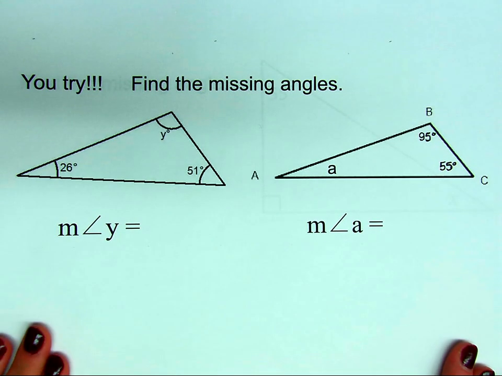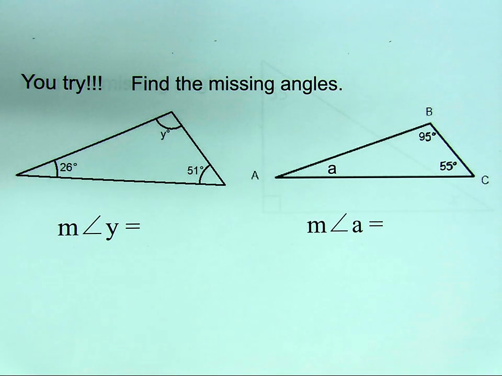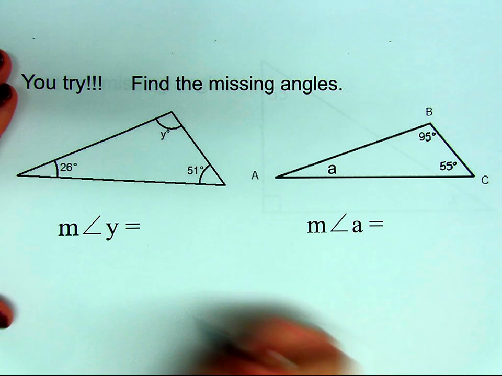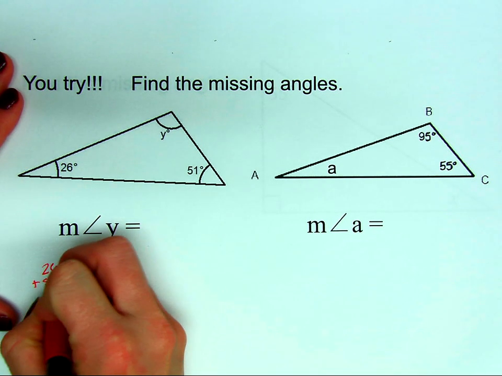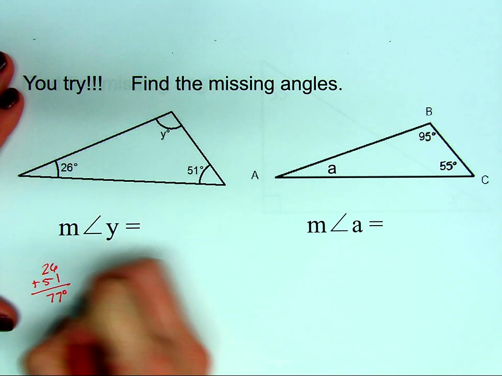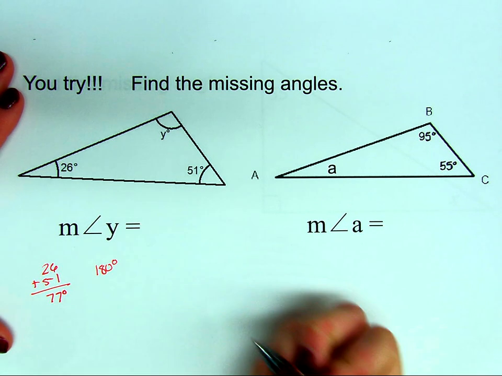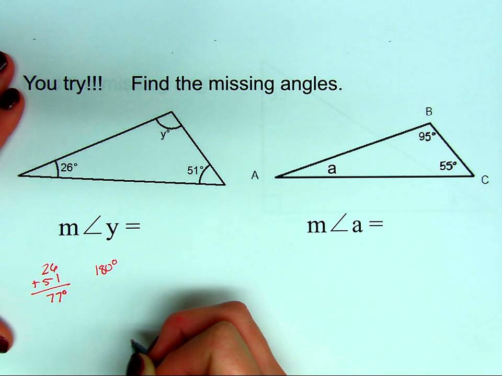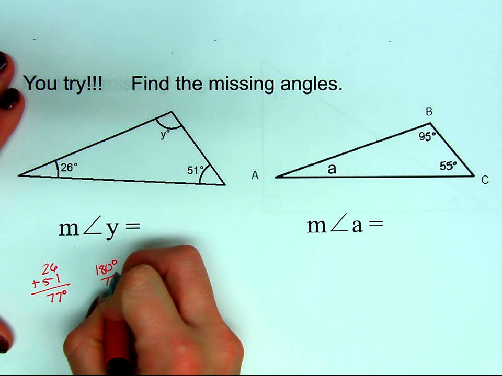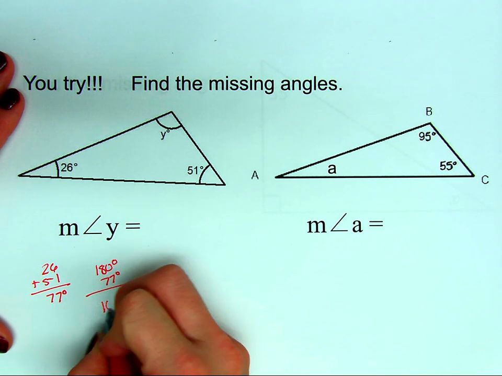All right, so I'm going to let you try these two. Pause the video and see what you get. All right, so 26 plus 51, I get 77 degrees. Then I'm going to take 77 degrees away from 180, and I get 103 degrees.